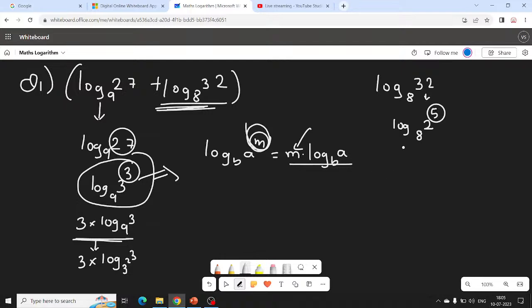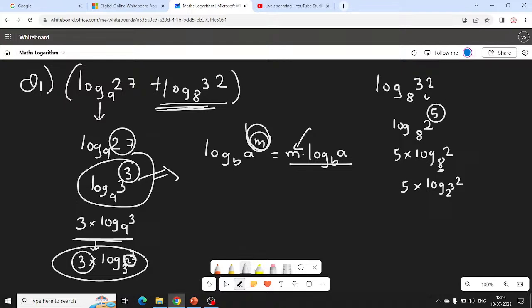Multiply? Correct. So this becomes 5 into log 2 base 8. Now this 8 can be written as 2 cube. So 5 into log 2 base 2 cube. Do you understand? Okay, now come back to this part. So what is this here? 3 into something. And what is 3 to the power of here? 2. So this will become 3 by 2. Do you all understand? This becomes 3 by 2.